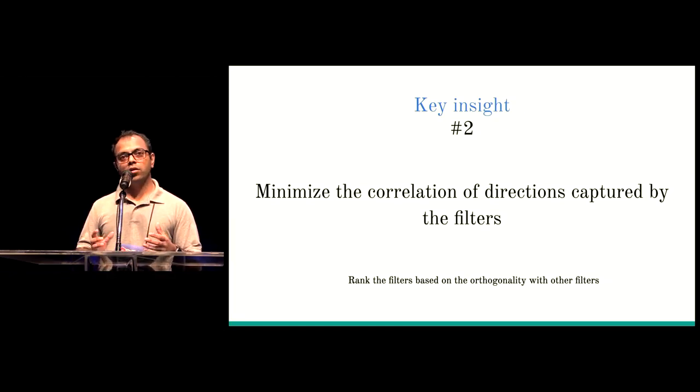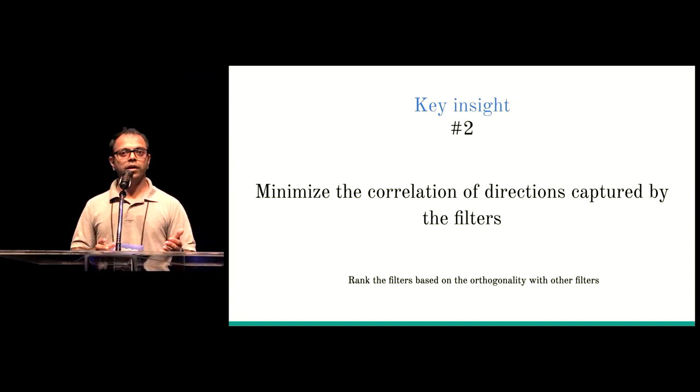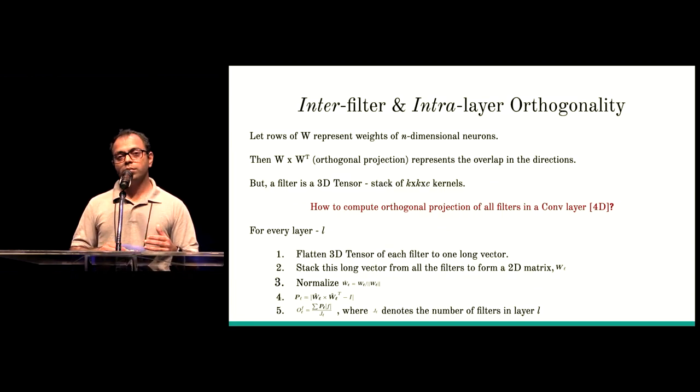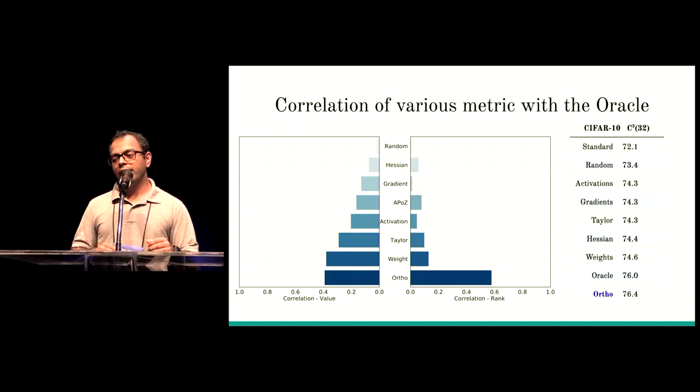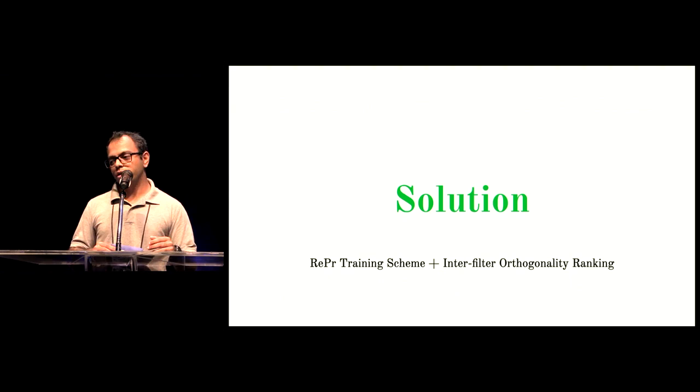That is, we find the orthogonal projection of all the filters in a given layer, and then we sum the rows, of course without the diagonal, and that gives us how much each filter in that layer overlaps with other filters. And we find that this ranking has a very good correlation with the Oracle ranking, if you had access to such. And it performs as well as the Oracle, even without needing a lot of the computation that the Oracle would need. Therefore, the final solution we propose is to train with the RePr training scheme, and then to use the inter-filter orthogonality ranking.